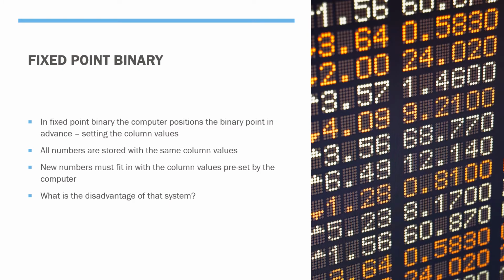In fixed point binary, those positions are set in advance, and all the numbers that are stored in that block of memory have the same column values. And if you want to add a number, or let's say after an addition you've created a new number, whatever number you've got, it's got to fit in to those position values. They can't be adjusted. So I'm going to give you the answer to this on the next screen, but what are the disadvantages of storing numbers in that way?